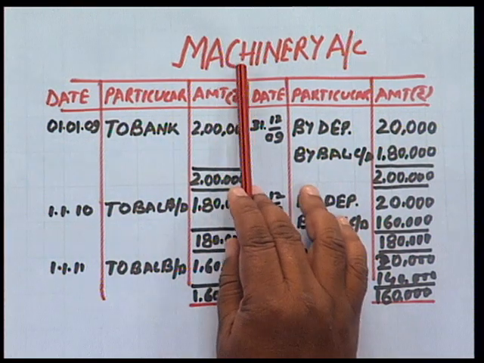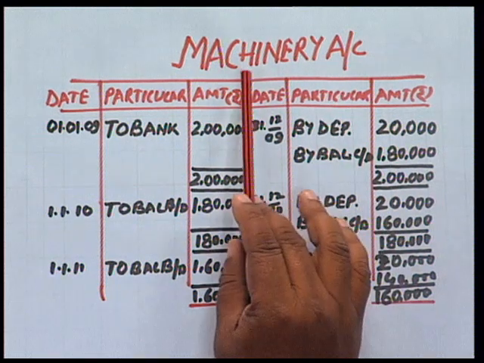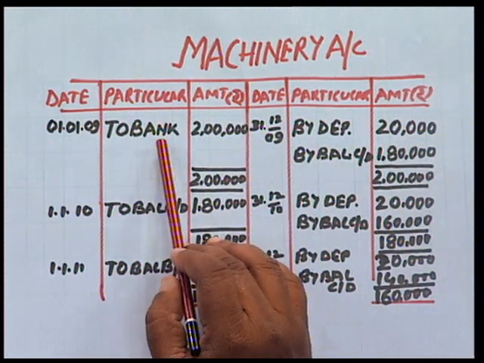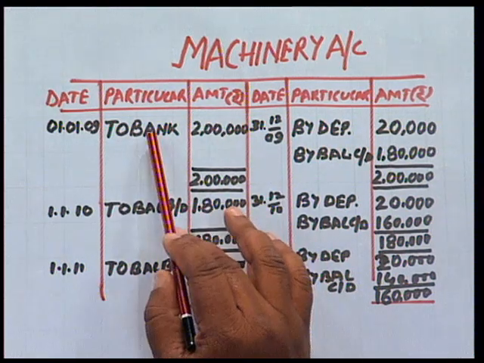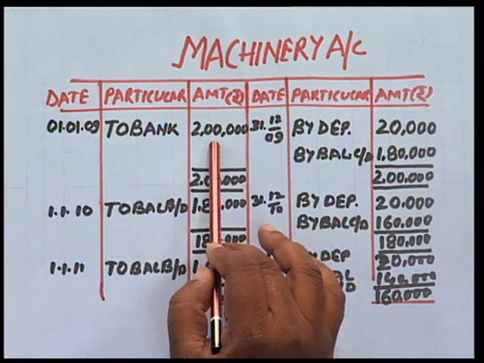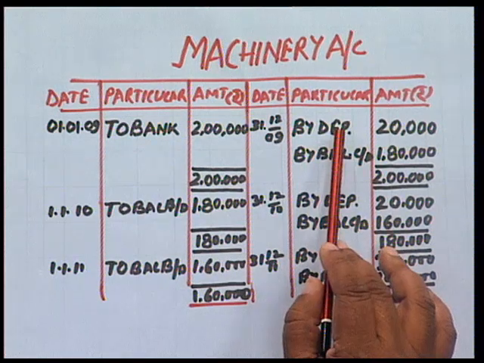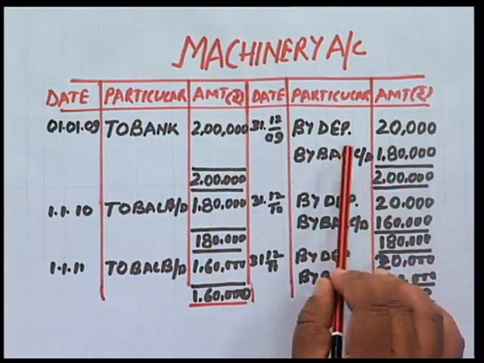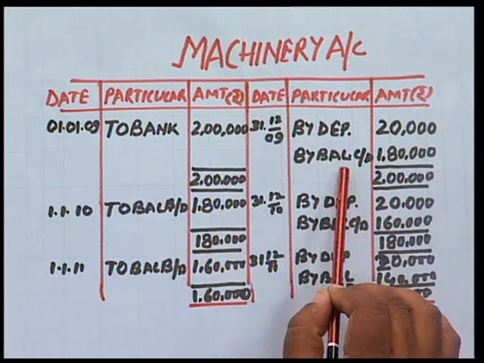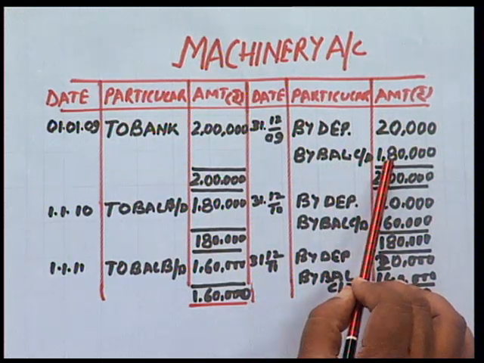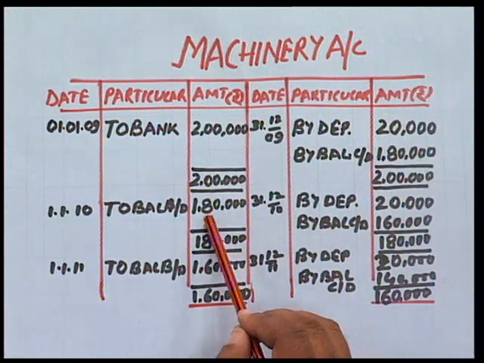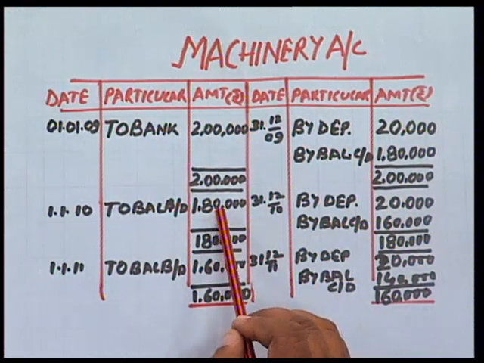We have to prepare the machinery account. In the machinery account on 1st January I have purchased machinery for rupees 2 lakhs, so we will post it in the machinery account to bank 2 lakh. Then we transfer the depreciation to machinery account, that is 20,000 rupees. At the end of the year, the balance of machinery will be 1,80,000. Now this 1,80,000 will become the opening balance on 1st January 2010.